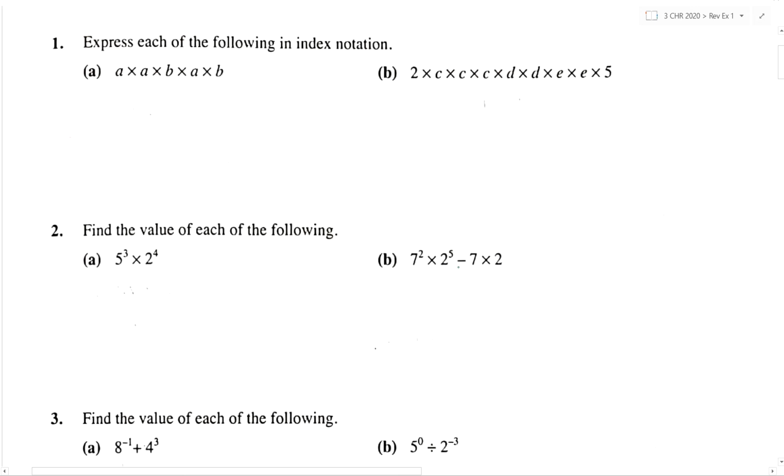Okay, index notation. For part A, the answer will be a to the power of 5.